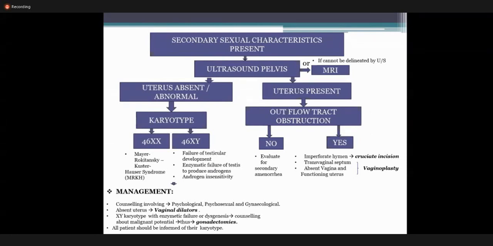Okay. If there's no outflow tract obstruction, evaluate for secondary amenorrhea. That is, if the uterus is present and the outflow tract is patent, give this patient a progesterone challenge test. Give her progesterone and see whether there's withdrawal bleed or not. If there's no withdrawal bleed, then check the estrogen levels. Are the ovaries resistant or not? If there is withdrawal bleed, then evaluate for the causes of secondary amenorrhea.